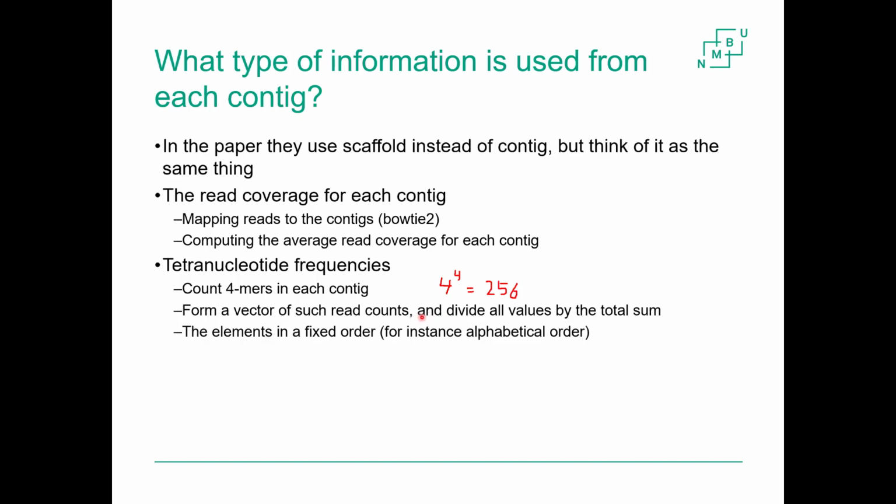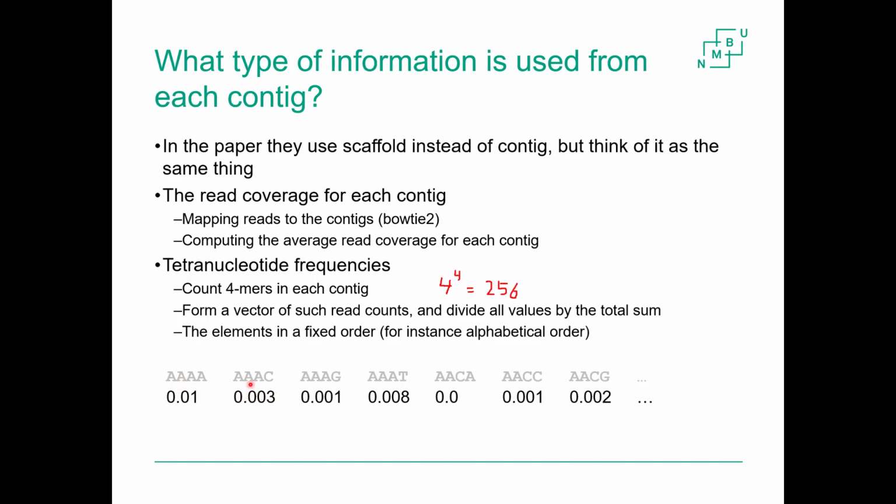So I am pretty certain this is what they do, but they don't actually state this as far as I could see anywhere. Yeah, so you form a vector of this type, and then the elements must be in a fixed order. So this vector could, for instance, be something like this, where I have fixed the 4-mers in alphabetical order. It doesn't have to be that order, but some fixed ordering, right? So here we can see that this 4-mer, AAAA, has a value 0.01, meaning that 1% of all the 4-mers are this 4-mer, right?